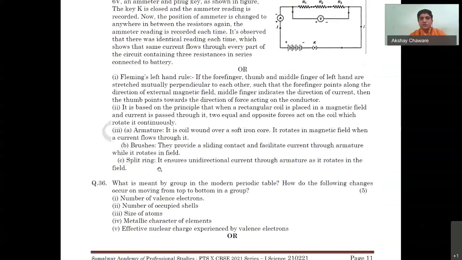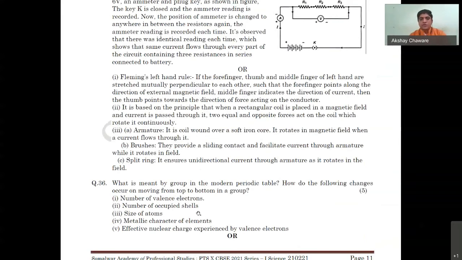Last question, question number 36. What is meant by a group in the periodic table? How do the following changes occur on moving from top to bottom in a group? The number of valence electrons, occupied shells, size of atoms, metallic character, and effective nuclear charge. So you have to comment on these parameters, these periodic trends for a particular group when you go from top to bottom.